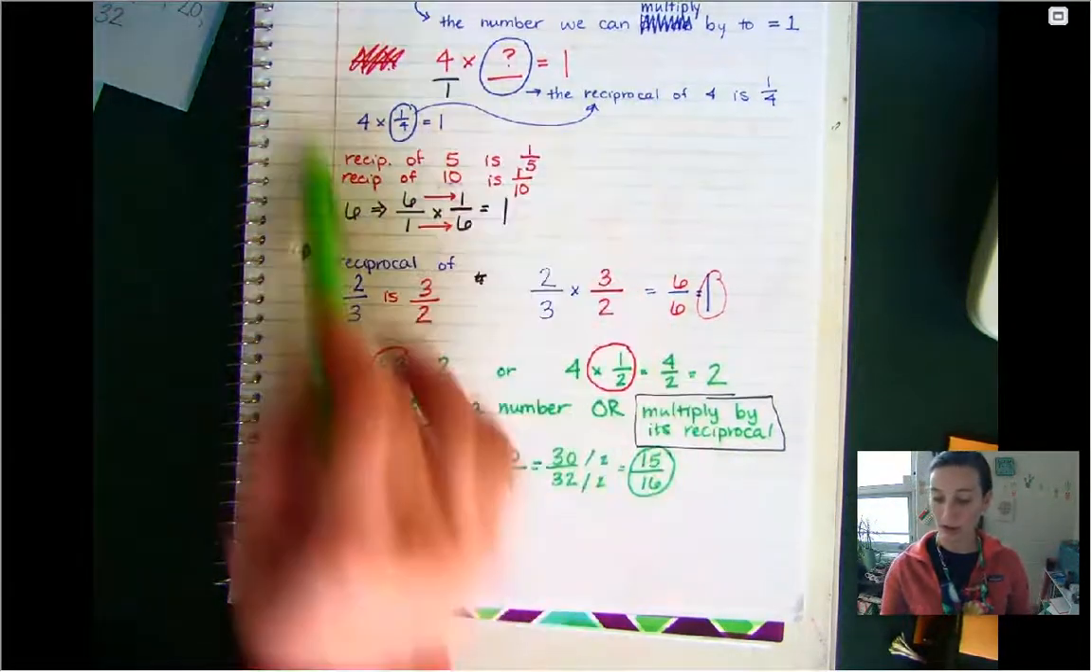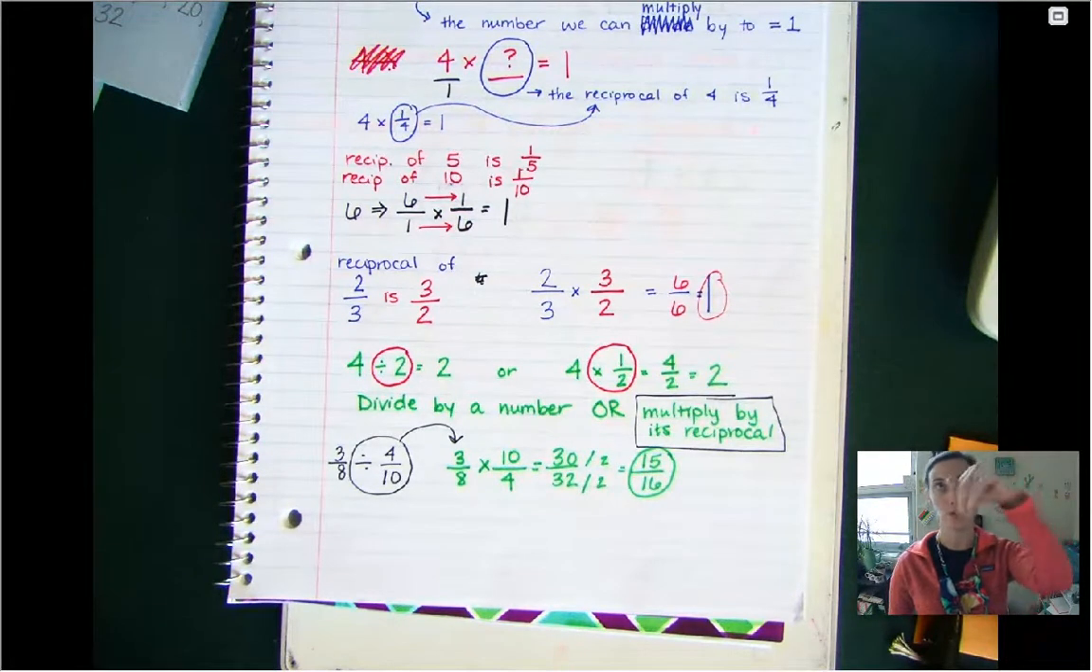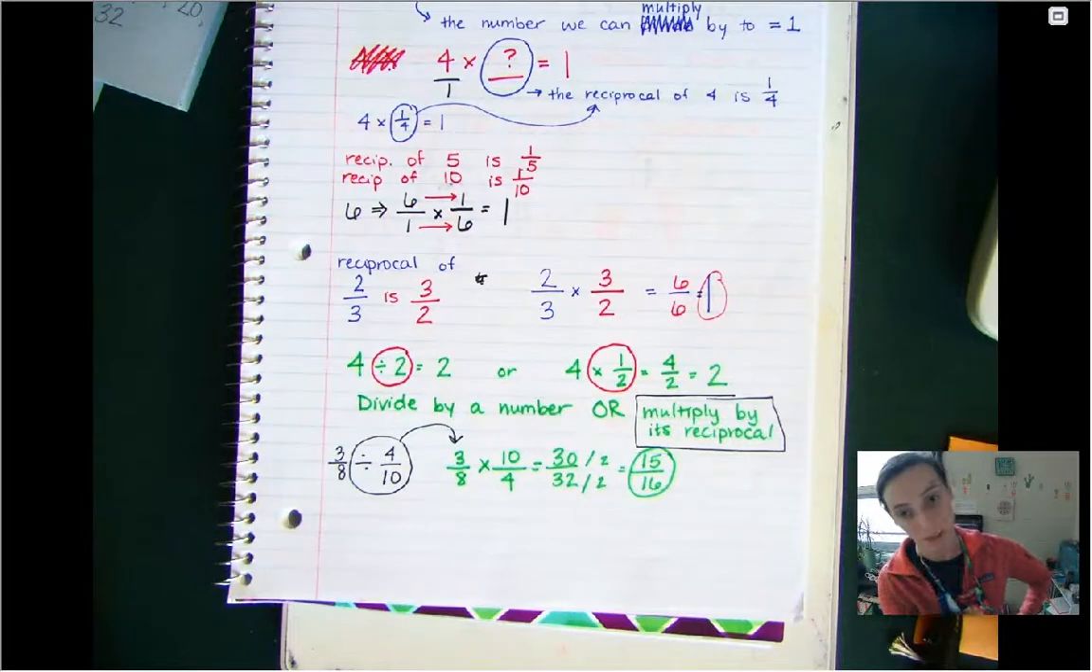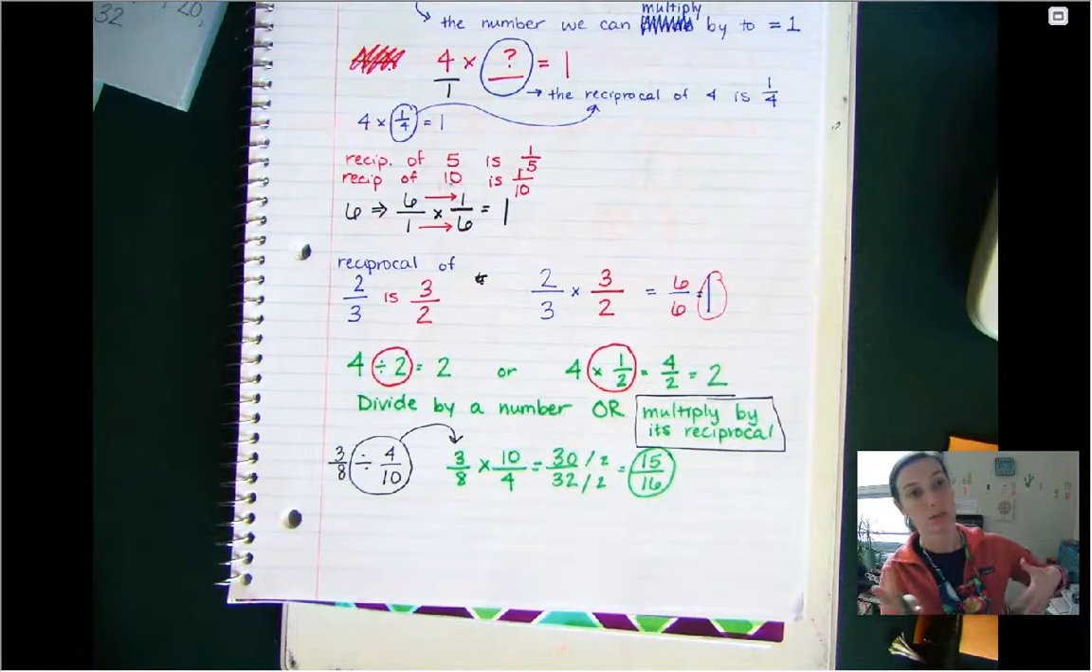And up here we talked about how to find the reciprocal of a whole number. The reciprocal of a whole number is just 1 over the number. Reciprocal of 6 is, you're supposed to be saying it into your camera right now. Reciprocal of 2. Reciprocal of 2/3.